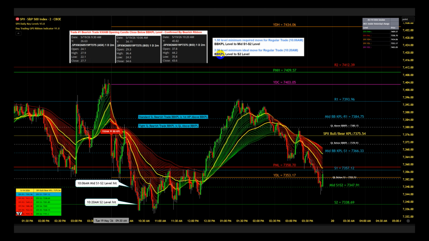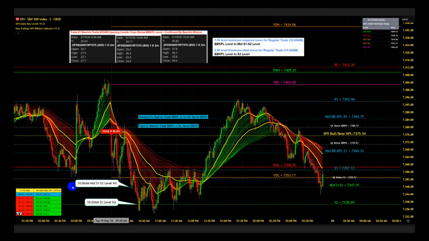A 1.5 level and 2 level move is calculated as follows. You look at the level that the trade is based on, in this case the bull bear key price level. You look in the direction of the trade and you go 1.5 levels down in the direction of the trade. One level is the S1, 1.5 levels is mid S1, S2, 2 levels is the S2 level on this bearish trade.